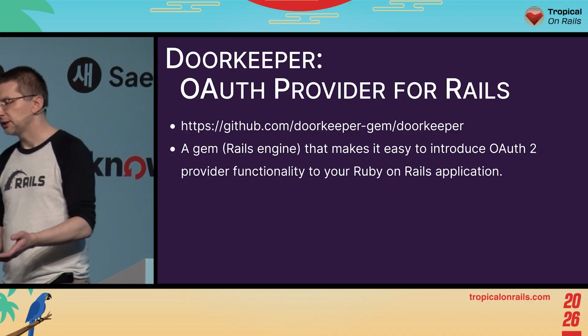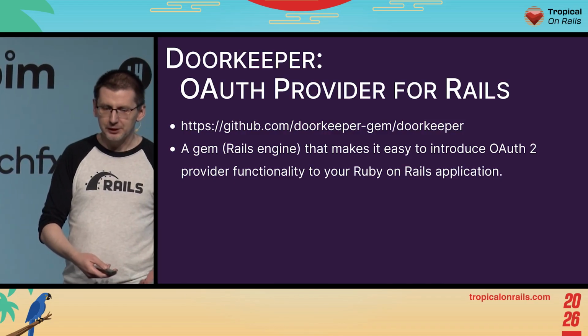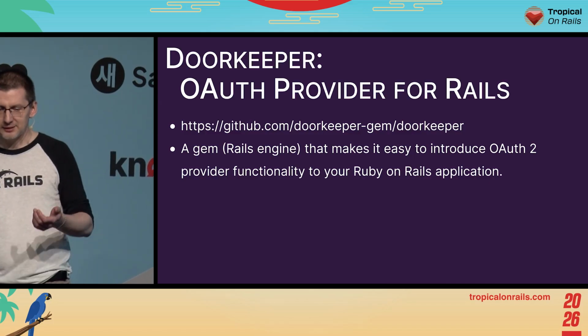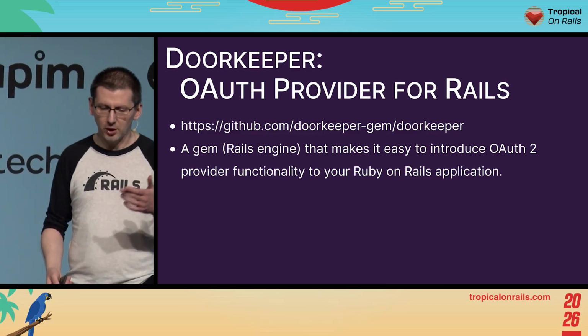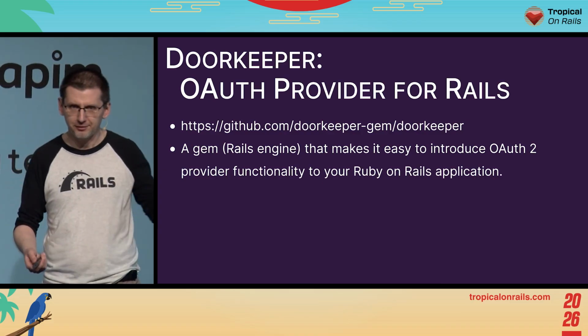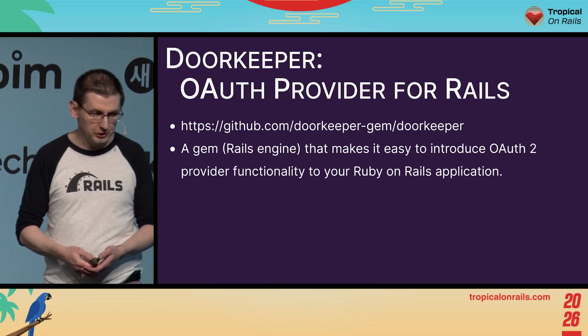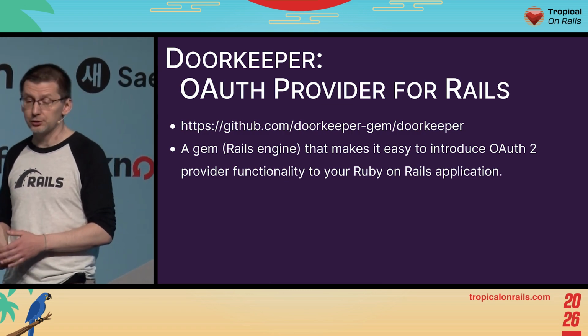I don't know about you guys, but whenever I hear OAuth and Rails, I think Doorkeeper. It's a gem, a Rails engine that allows you to use OAuth to provide functionality. It's not the only one. There are like 5 others, but for me, it's usually the first choice. And for this, Doorkeeper is great as well.